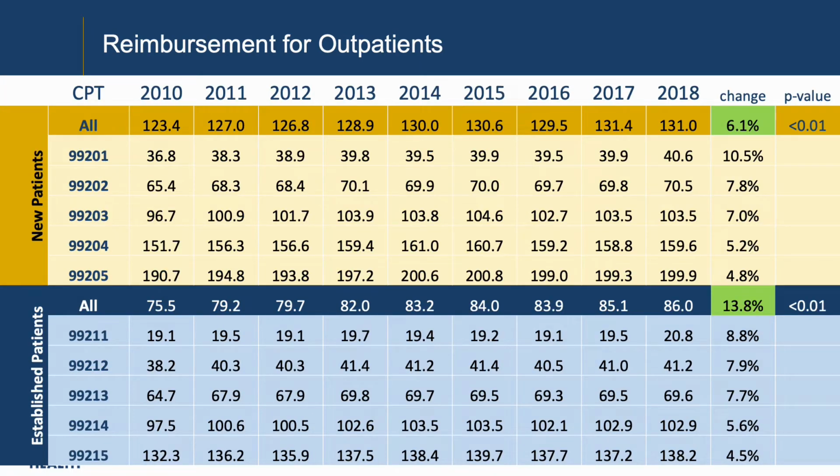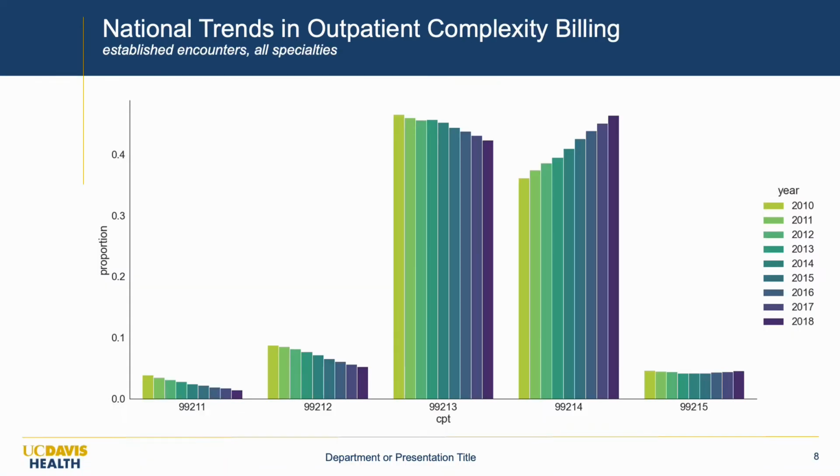So here's a summary of the reimbursement for outpatient encounters, both new and established patients, across the study time period, and we see an increase for all encounter complexity levels. It's worth noting that the increase for all established outpatients in green over on the right is greater than the increase in any individual complexity level, and this is due to a trend towards more complex encounters over the study time period. And we can see that on the next slide here.